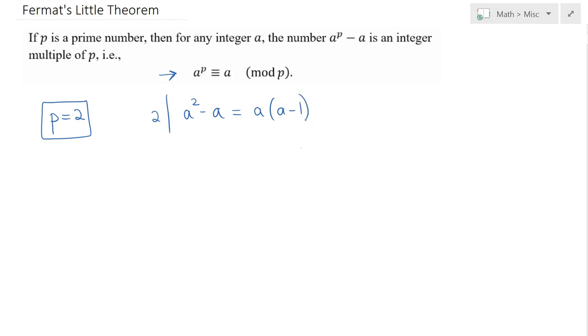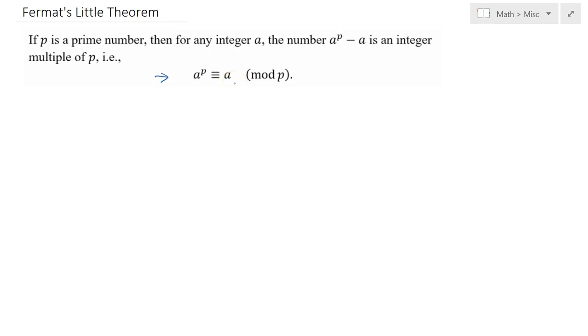But then it's obvious, regardless of the parity of a. If a is odd, then a minus 1 is even. As a result, it's divisible by 2. If a is even, then it's already divisible by 2. So this is obvious. Therefore, for the rest of the problem, I will just be considering p an odd prime. Okay, so let's continue with the rest of the proof now.